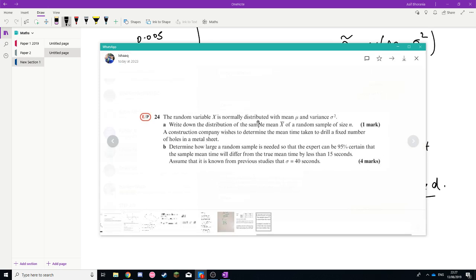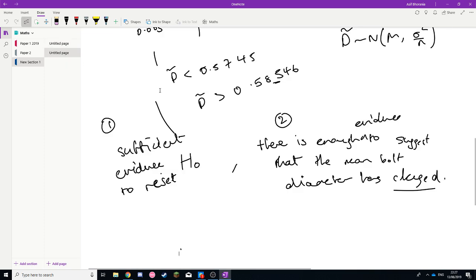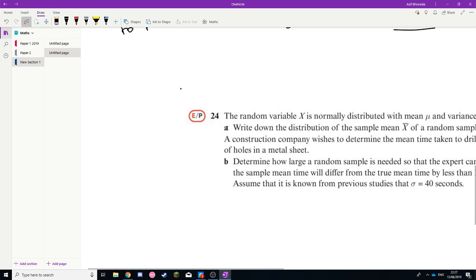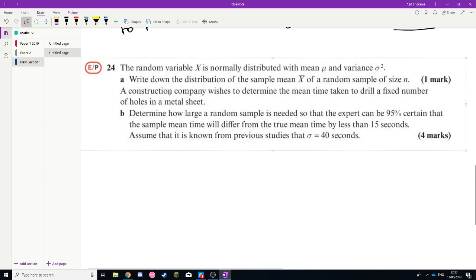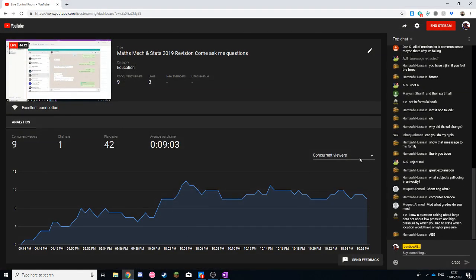The random variable x is normally distributed with mean and variance. Distribution of the sample mean x bar. So let me copy this. Is this the stats page, isn't it? Yeah, the stats page.